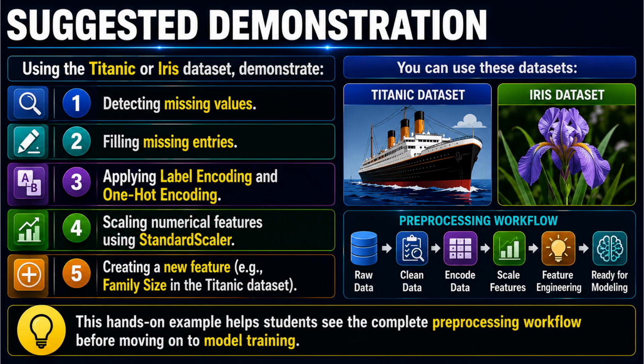So let's look at a suggested demonstration that can be done using the available functions. You can use either the Titanic data set or the Iris data set, both are available free. Detecting missing values, filling missing entries, applying label encoding and one-hot encoding, scaling numerical features using standard scaler, and creating a new feature. For example, you can create family size for Titanic. It's up to you. So this hands-on example helps students see the complete pre-processing workflow. So this can be demonstrated.